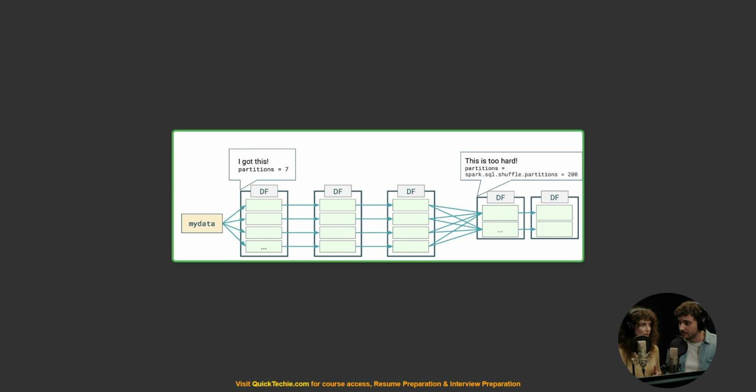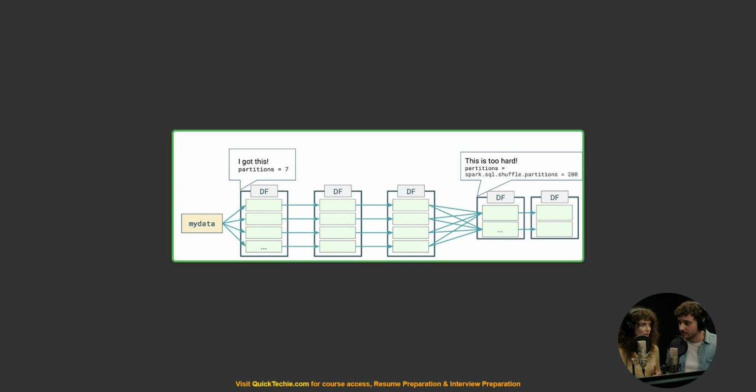5. spark.sql.shuffle.partitions. The key configuration. This configuration parameter determines the number of partitions that are created after a shuffle operation. Scenario 1. Left side. "I got this." Partitions equals 7. This implies that the initial data, My Data, was likely already partitioned into 7 partitions.